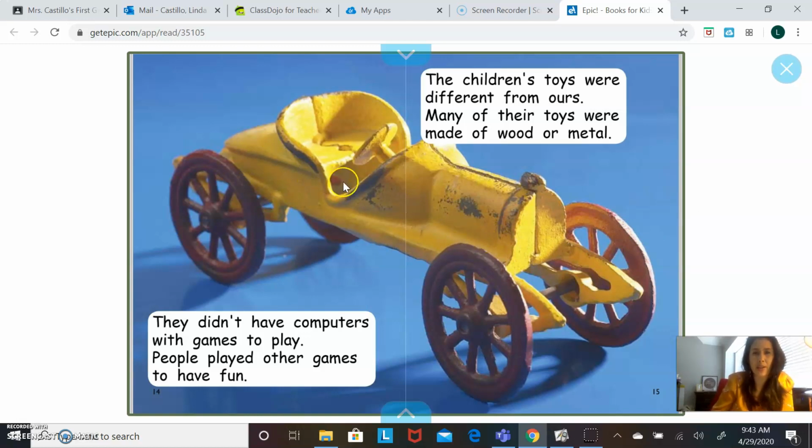Take a look at this toy. This might look a bit different than a car toy that you may have now that you play with, huh? And no computers to play games on.